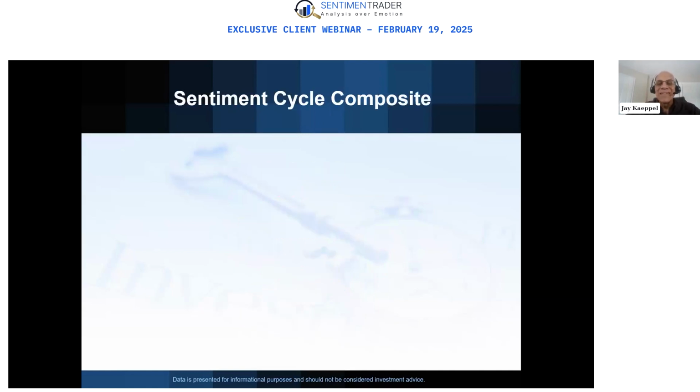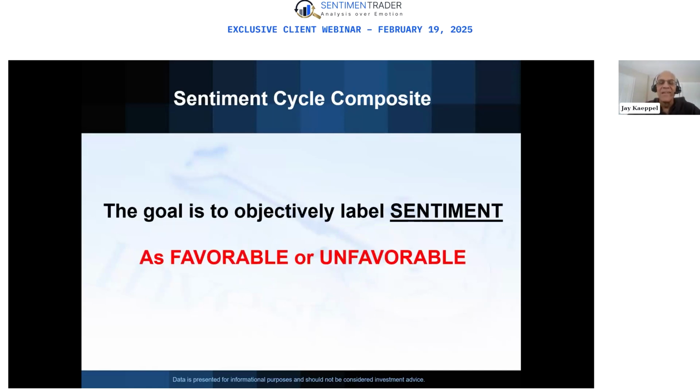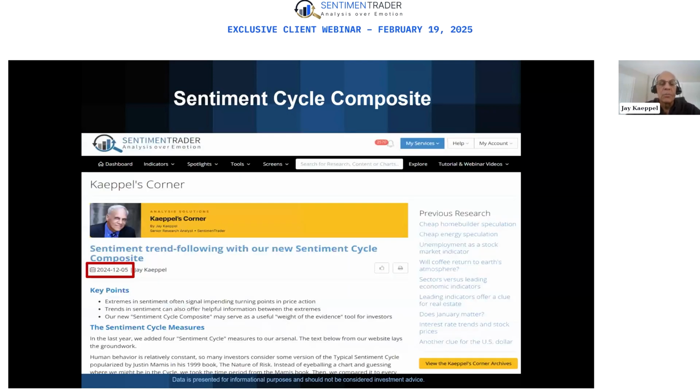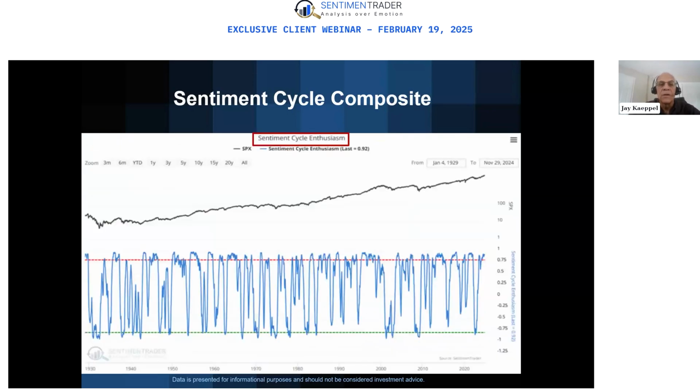The first one is called the Sentiment Cycle Composite. Somewhere in the last year or so, I happened upon four indicators on our website that I hadn't seen before. The goal here is to be able to look at this indicator and say, objectively speaking, sentiment is favorable for stocks or unfavorable. Try to take out the black and white. To get more detailed information, I wrote an article early in December, so you can take a look at that if you want to follow up, but we're going to go through it pretty thoroughly right here.